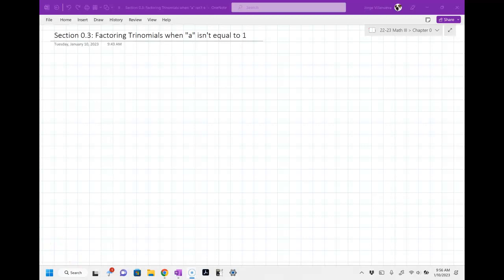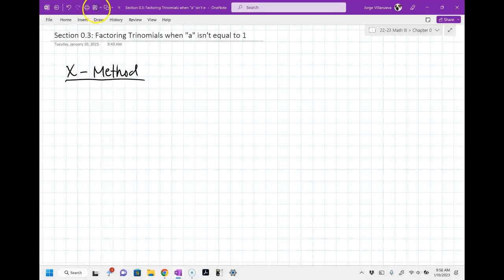All right, so again, today we are doing section 0.3. This is factoring trinomials when a is not equal to 1, okay? Yesterday we discussed the x method. I will just write it down again really quick for you guys. So the x method, and we'll do it quickly.